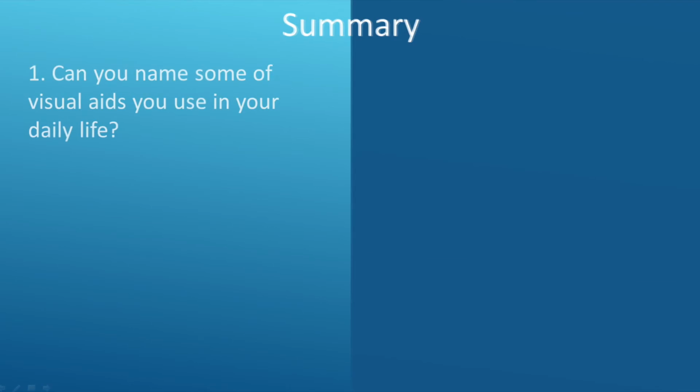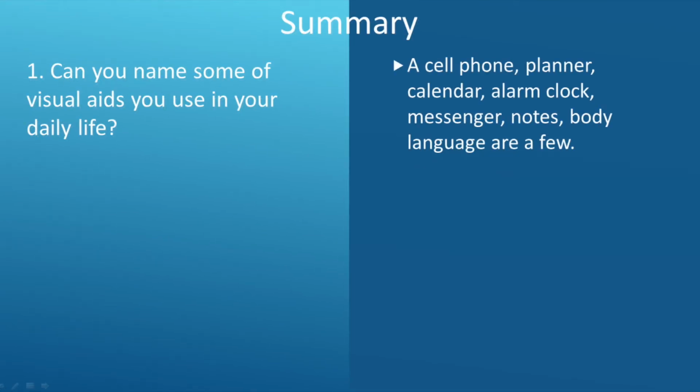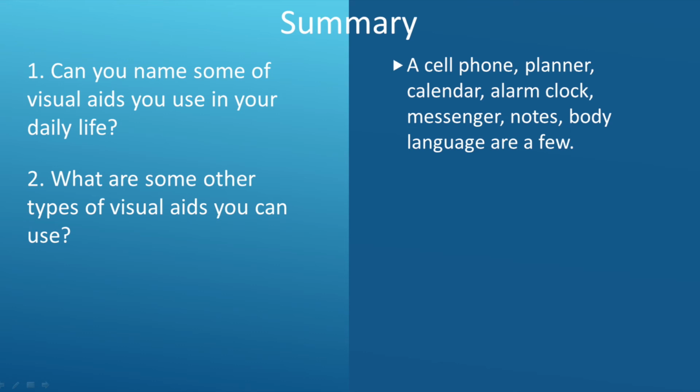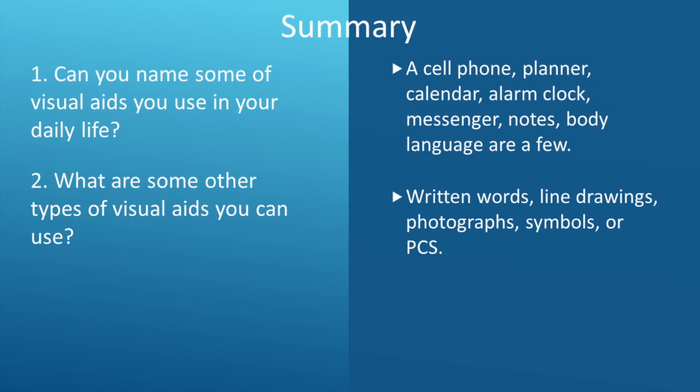Let's take a moment to reflect by answering a few questions. Can you name some of the visual aids you use in your daily life? A cell phone, a planner, alarm clock, body language are just a few samples. What about other types of visual aids? Can you name some? Written words, line drawings, photographs, symbols, and PCS are other types that you can use when you're creating your visual aids.